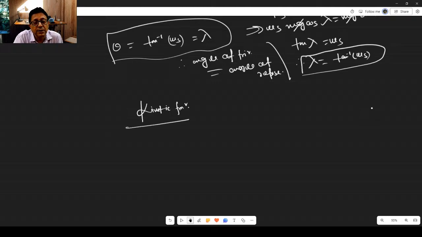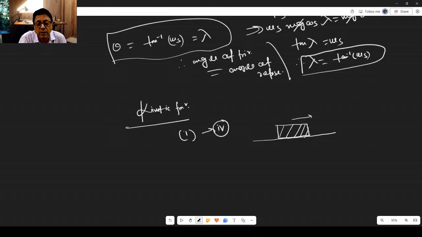Kinetic friction is what? An object is moving on the surface of another object. The force of friction that comes into effect is called kinetic friction. How is it possible? This object is given some velocity and released on the ground. Then it will stop after some time. Why will it stop? Because there is kinetic friction. Laws 1 to 4 of kinetic friction are the same as those of static friction.